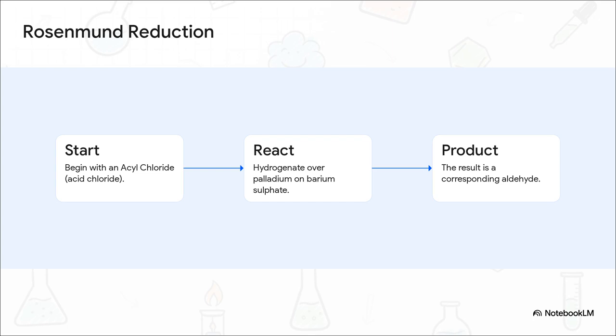Think about it like a recipe. You start with something called an acyl chloride, then you add the magic ingredient, hydrogen with a special catalyst. Now the barium sulfate here is very important. It acts like a brake. It poisons the catalyst a little so it doesn't get overexcited and reduce the aldehyde all the way to an alcohol. We want to stop at the aldehyde, and this helps us do just that.